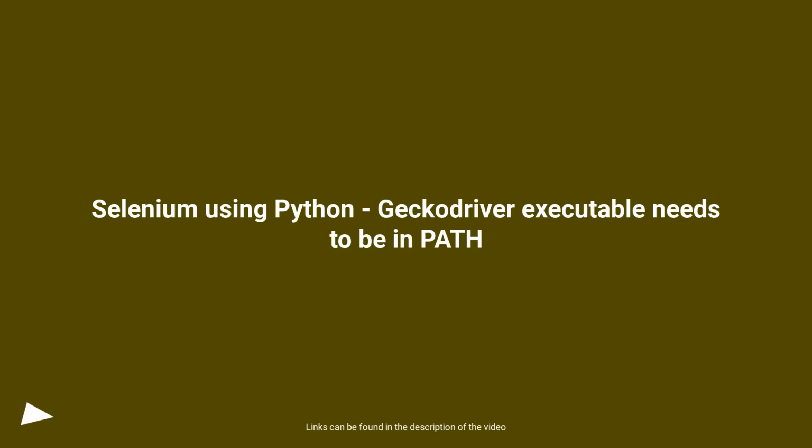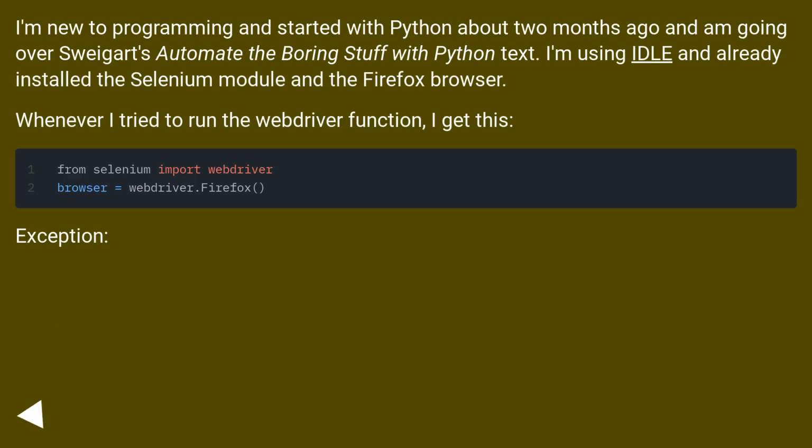Selenium using Python, Geckodriver executable needs to be in path. I'm new to programming and started with Python about 2 months ago and am going over Sweigart's Automate the Boring Stuff with Python text. I'm using IDLE and already installed the Selenium module and the Firefox browser. Whenever I tried to run the WebDriver function, I get this exception.